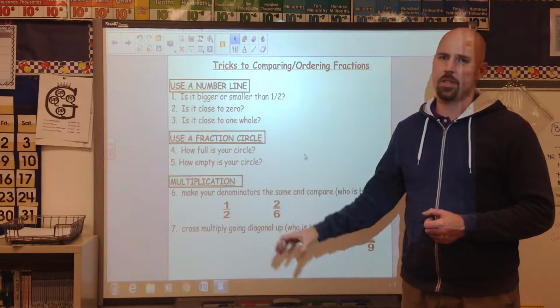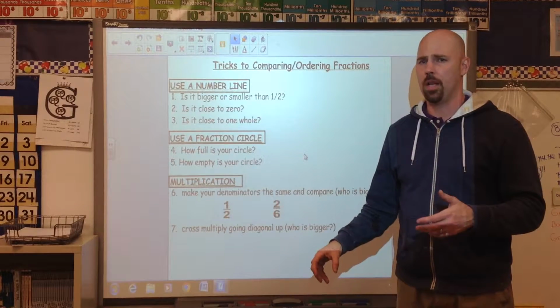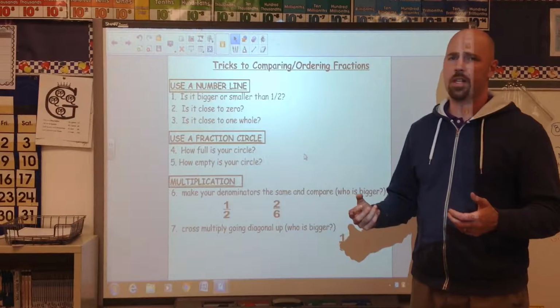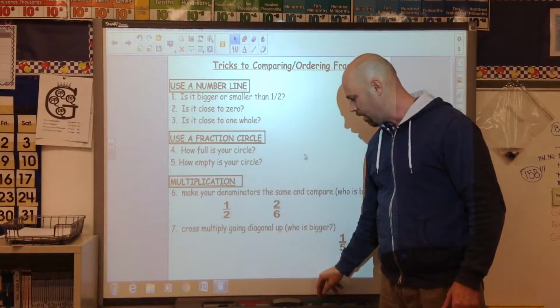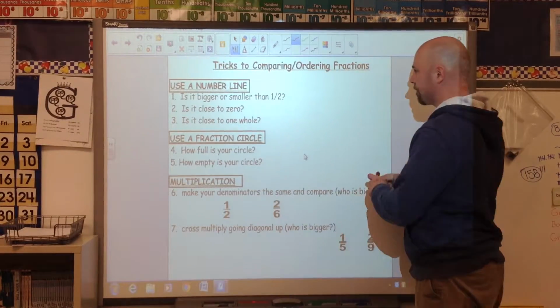So let's talk about some of these strategies first, and then I'm going to put up a number line, and we're going to take a look at the fractions on the number line using these strategies. So our first strategy is obviously using a number line. Let me draw one up here real quick.